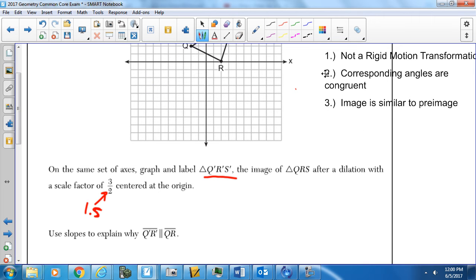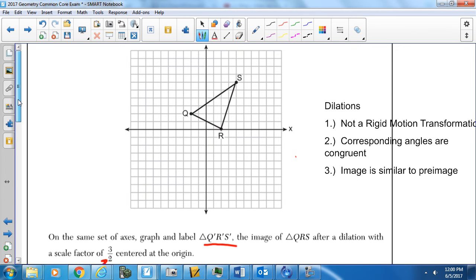And when you're dilating a figure centered at the origin, all you have to do is multiply the original coordinates by the scale factor. So let's do our original coordinates. We have Q, R, and S. So Q starts off as negative 2, 2, and we're going to multiply that by 1.5, or 3 over 2, and that's going to give us Q prime.